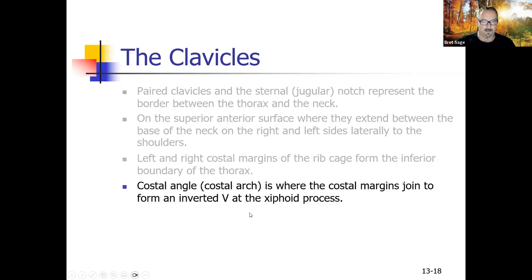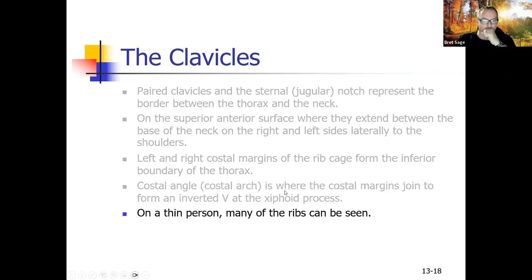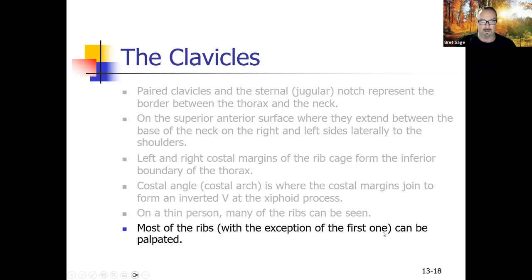The costal angle, or costal arch, is where the costal margins join to form an inverted V at the xiphoid process. We put our fingers near the xiphoid process when we want to do chest compressions. It's a marker so that we don't put our hand on the xiphoid process. If you pushed on that, it could puncture a lung and cause some damage when you're doing CPR. On a thin person, many of the ribs can be seen. Not on me because I'm a big guy. Big meaning overweight. Most of the ribs, with the exception of the first one, can be palpated. Why can't you feel the first one? Because it's underneath your clavicle, so you can't feel it.